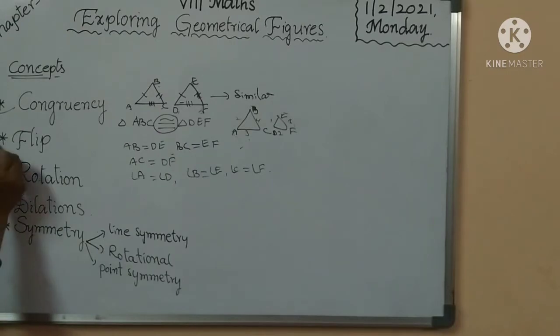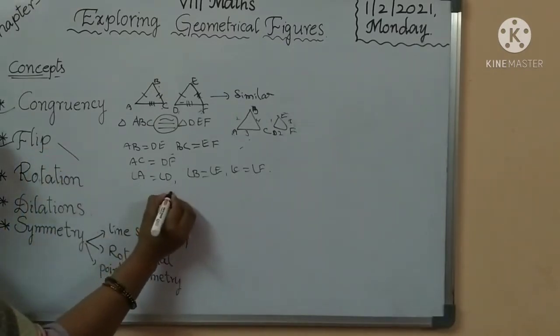Next concept is the flip. What is a flip? A flip is a transformation in which a plane figure is reflected across a line, creating a mirror image of the original figure. So here, observe that it is a flip.